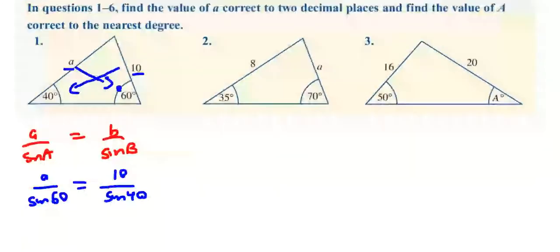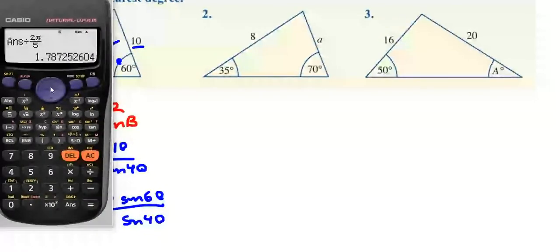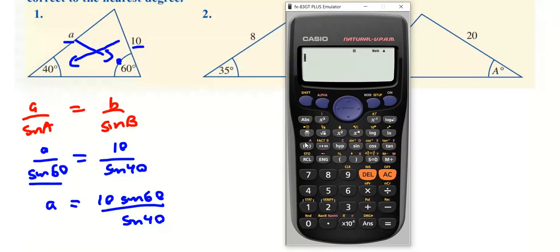To get a on its own, sine 60 is division on the left, which makes it multiplication on the right, and that's why it moves to the top. You put all of it into your calculator. Make sure it says degrees at the top: go to Shift Setup, make sure it's on 3 for degrees, and you see a D there at the top. Then you enter 10 sine 60.